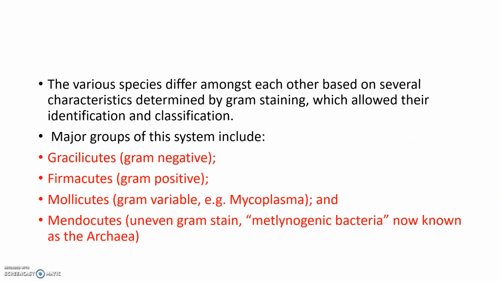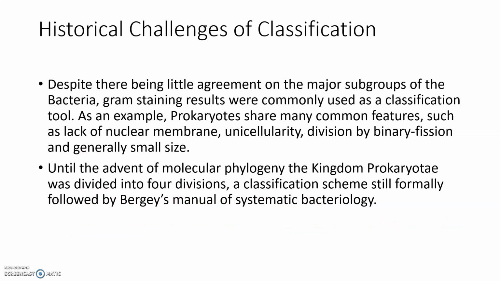The various species among each other are distinguished based on the several characteristics which are determined by the gram staining, which allowed their identification and classification. So when there are different types of species present, they differ. Now what are the major groups of this system?